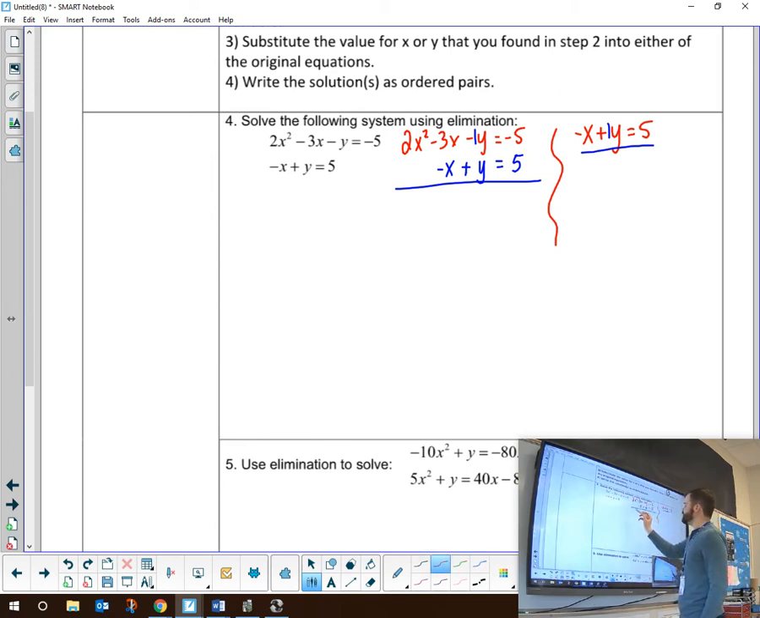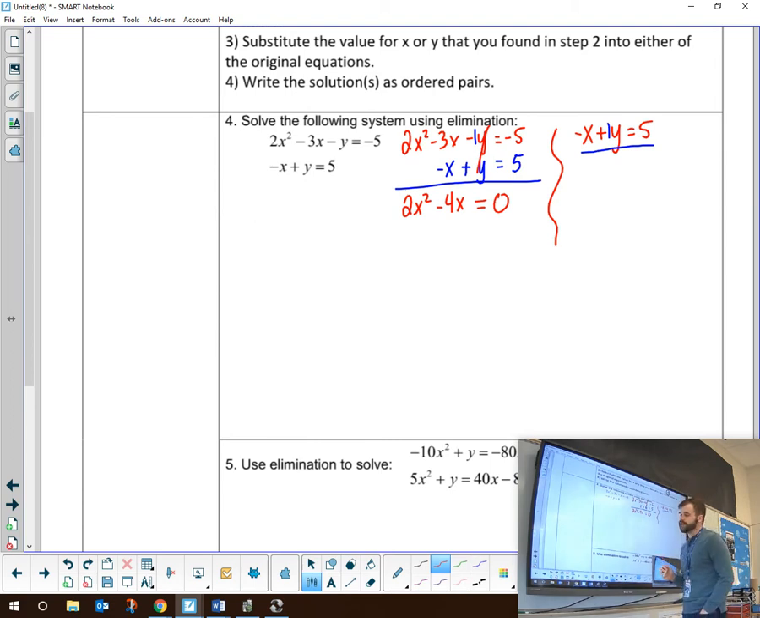So 2x squared and 0 makes 2x squared. Negative 3x minus x is negative 4x. Negative 1y plus y is 0 y's. It cancels out. That's the whole reason we're doing this. And then negative 5 plus 5 is 0. Now I can solve this for my x's. So we can factor out my x's. We can simplify it, but the whole thing is we eliminate, and once we eliminate, it makes it a lot easier.